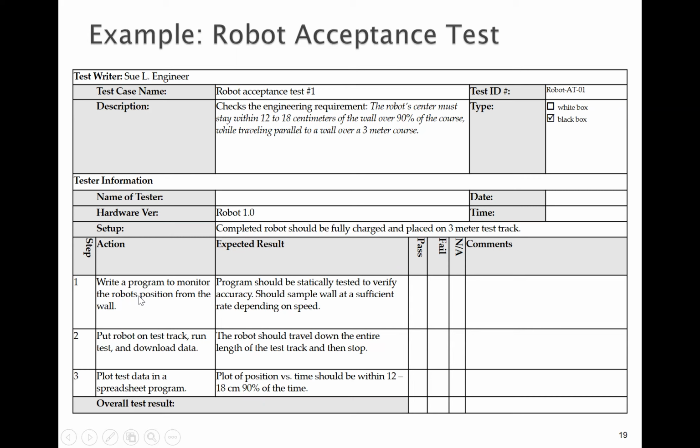So you see, that's not about the development of the robot itself. Here, we are writing a program to monitor the robot's position from the wall. Put the robot on the test track, run the test, and download the data. Plot the test data in a spreadsheet program. Okay, so here is the expected result. We have to simply test whether this requirement is met or not.